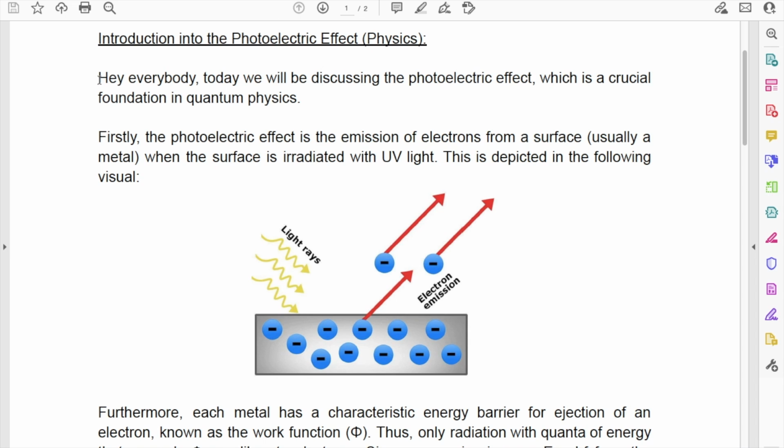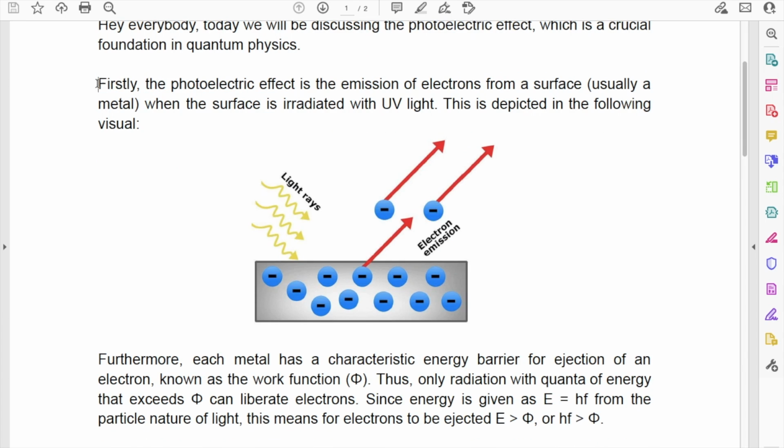Hey everybody, today we'll be discussing the photoelectric effect, which is a crucial foundation in quantum physics. Firstly, the photoelectric effect is the emission of electrons from a surface, usually a metal surface, when the surface is irradiated by UV light. This is depicted by this visual right here, where we have light rays coming into a metal surface and the electrons are emitted once the light rays go through the surface.